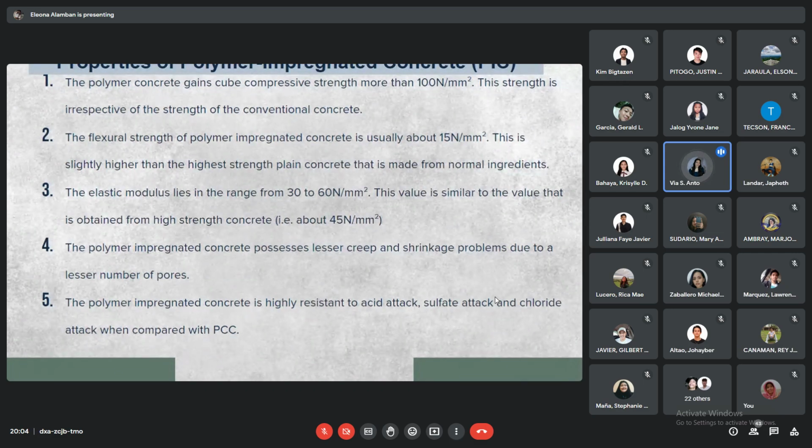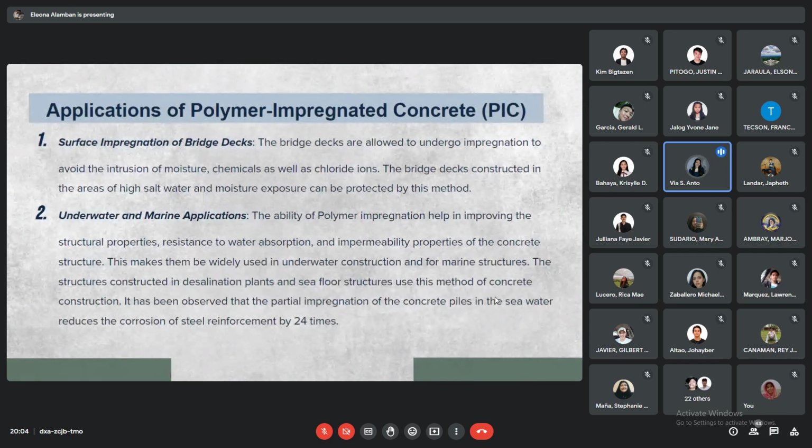So the elastic modulus lies in the range from 30 to 16 Newton. This value is similar to the value that is obtained from high strength concrete. Fourth, the polymer impregnated concrete possesses lesser creep and shrinkage problems due to a lesser number of pores. Fifth, the polymer impregnated concrete is highly resistant to acid attack, sulfate attack, and chloride attack when compared with PCC.